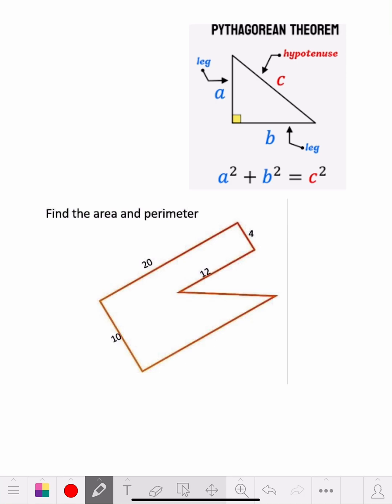The problem I found online today is to find the area and perimeter. Right here, you have to find two different things, okay? They gave us a figure here. They have almost all the sides, but they got a couple missing.